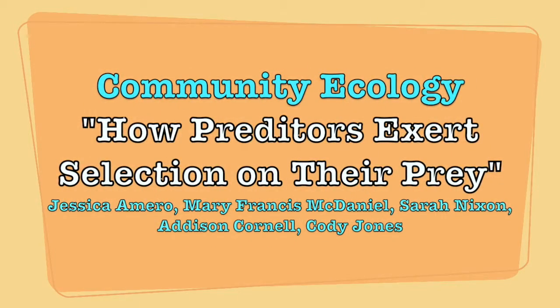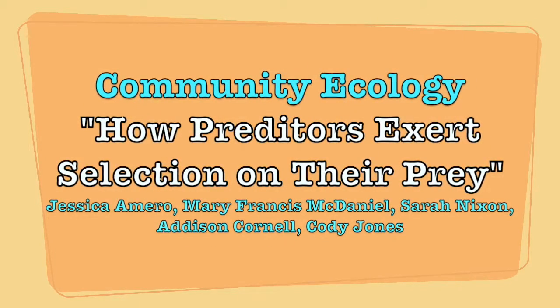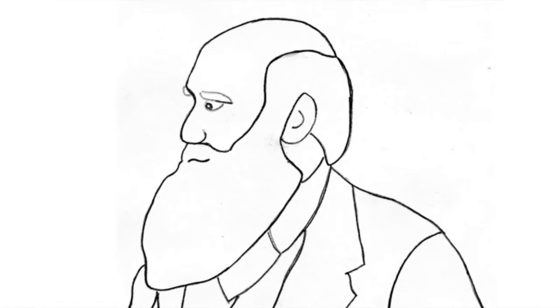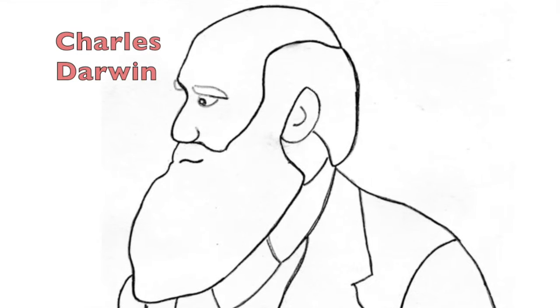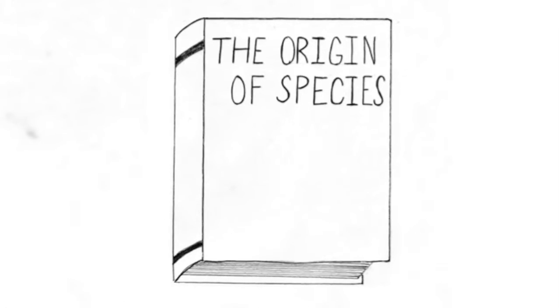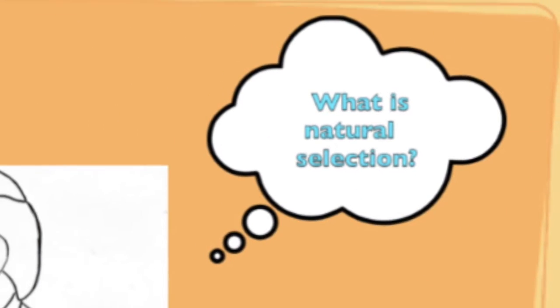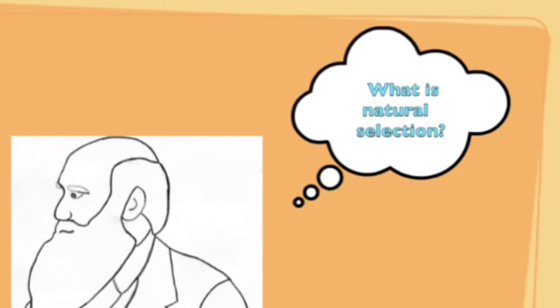Hello everyone. Today we will discuss community ecology, focusing on how predators exert selection on their prey. Once upon a time in a faraway land, in 1859 Charles Darwin wrote one of his most prominent works on the origin of species, which went into detail about the idea of natural selection. So what is natural selection, and how did it make such an old Englishman so famous?